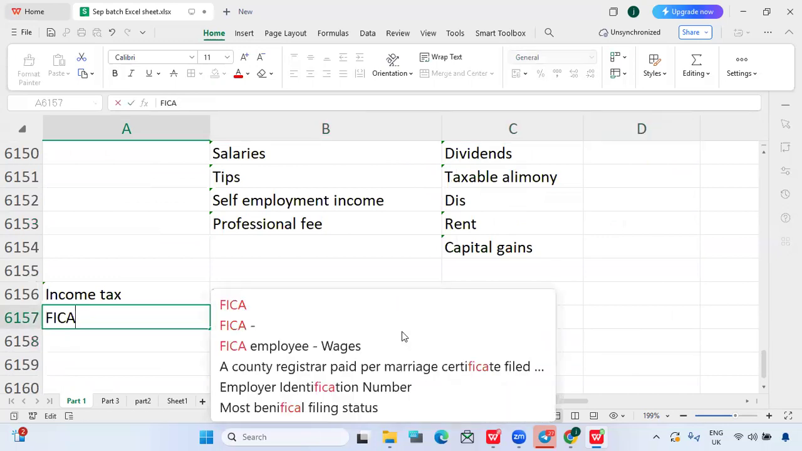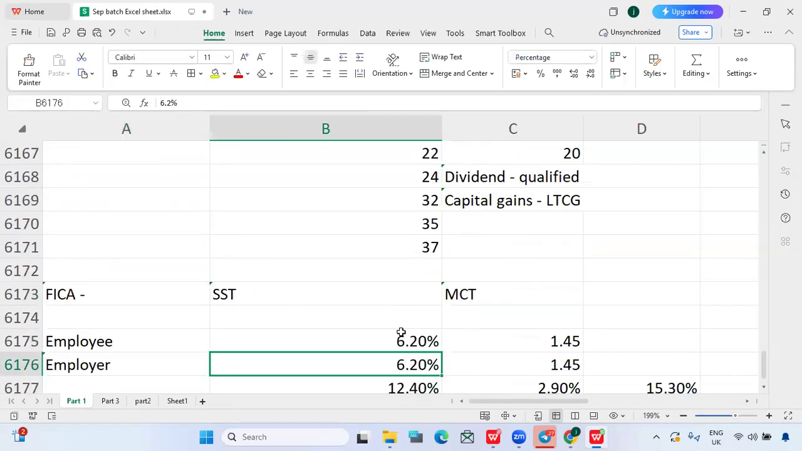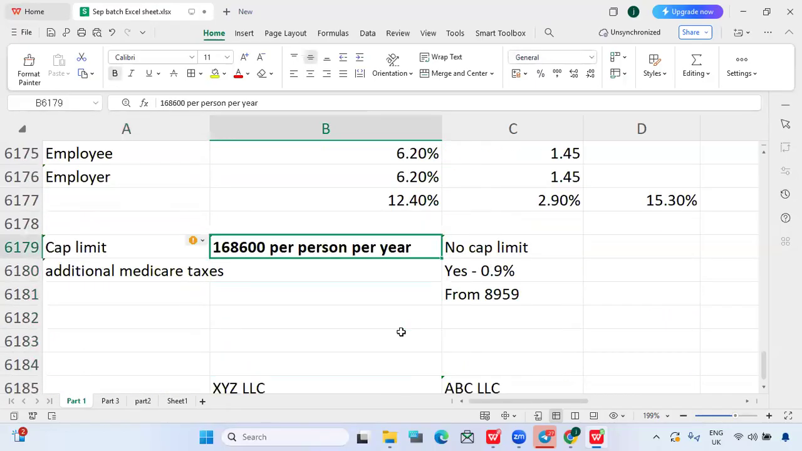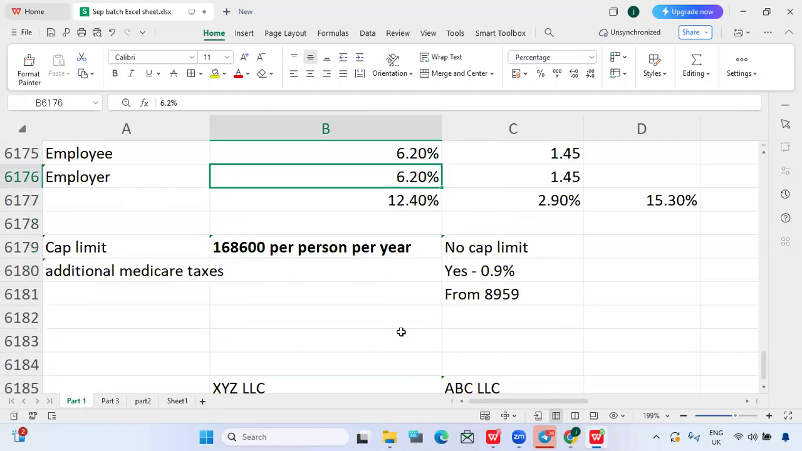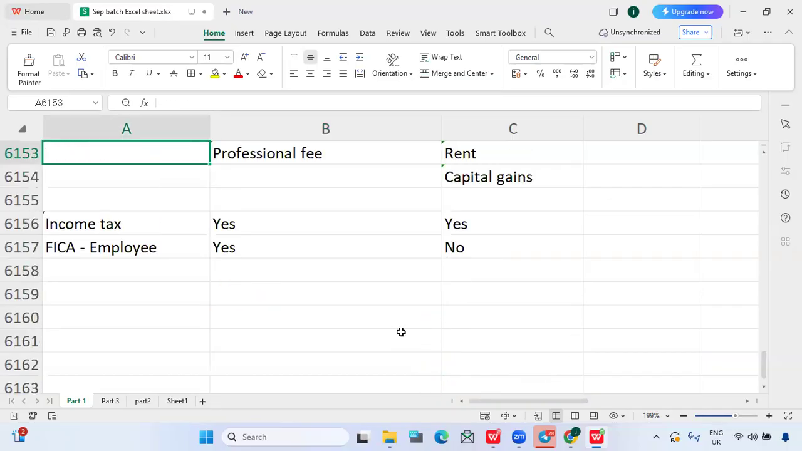Jay, one question. The maximum limit of 168,600, so that is only the employee share? We need to calculate 6.2 percent, right? Exactly. The employer share will be calculated differently, like from a payroll point of view. But this entire paper is relating to individual taxes. So the calculation from a business point of view is different. We no need to worry about the employer point of view. Clear, Raju? Yes, Jay, it's clear. So this is FICA taxes.